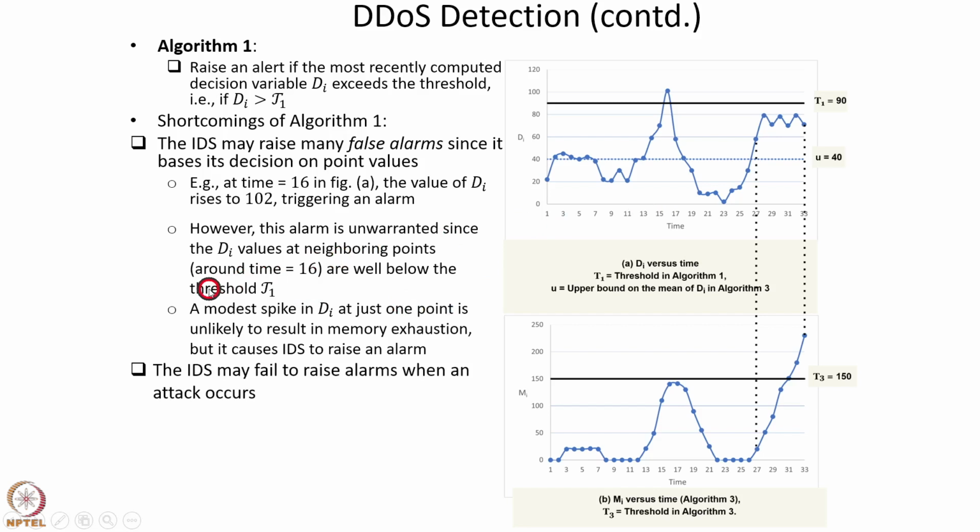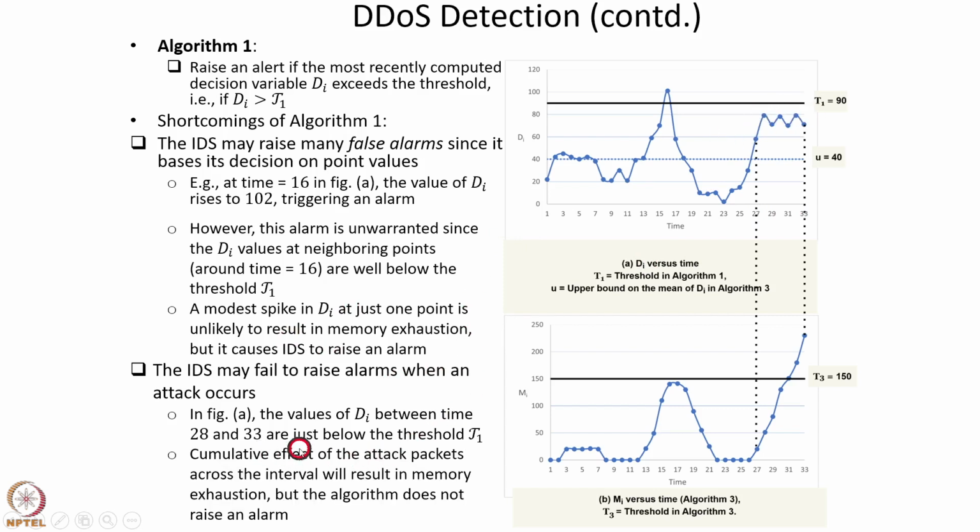And conversely, the IDS may fail to raise alarms when an attack occurs. In this example, the values of Di between time 28 and 33, which are shown here, are just below the threshold tau 1.